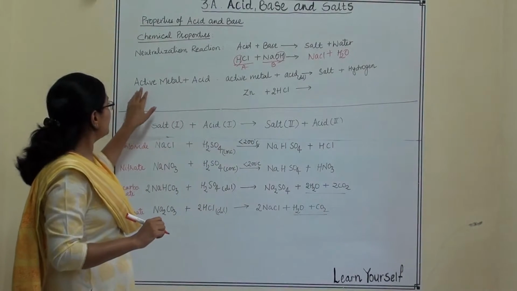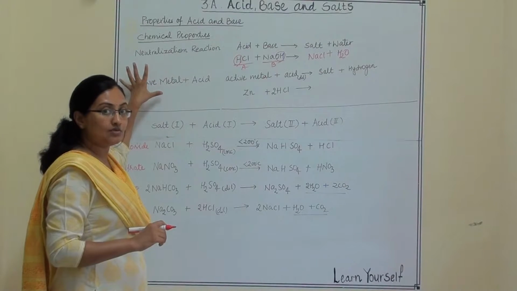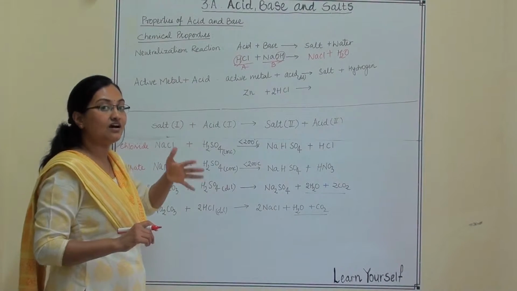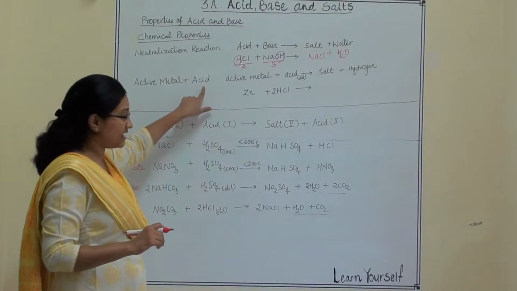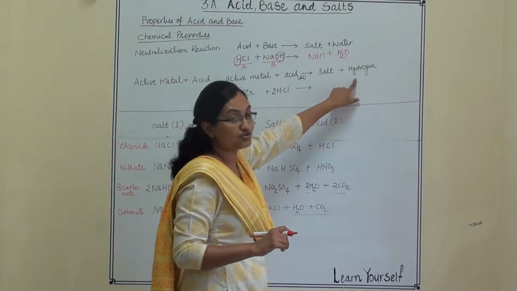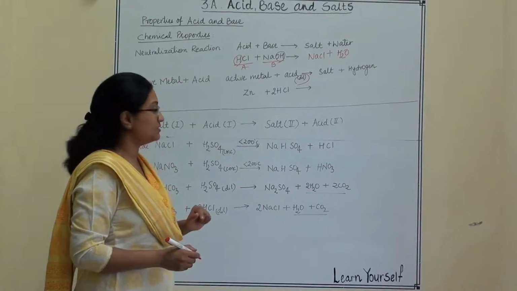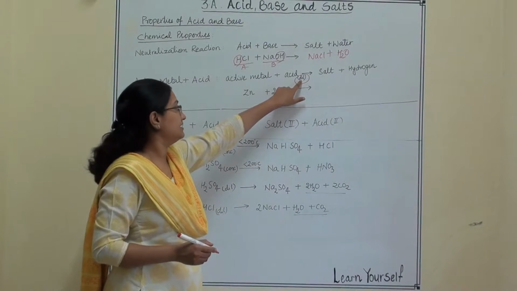Another reaction is one in which an active metal reacts with acid. What are the active metals? Those in the activity series are active metals. So when active metals react with acid, they will give us salt and hydrogen gas. Here, which acid are we taking? We are taking dilute acid. It is always represented with DIL, dilute.